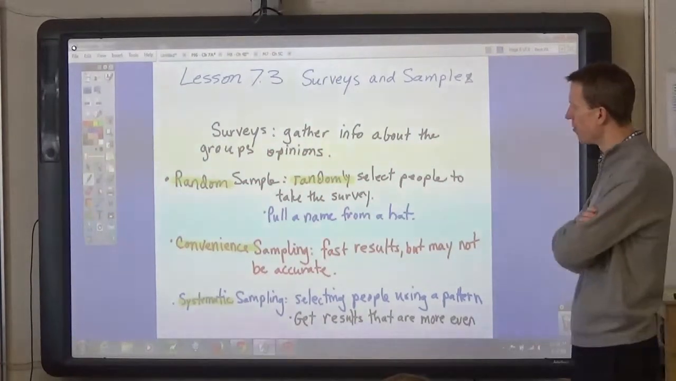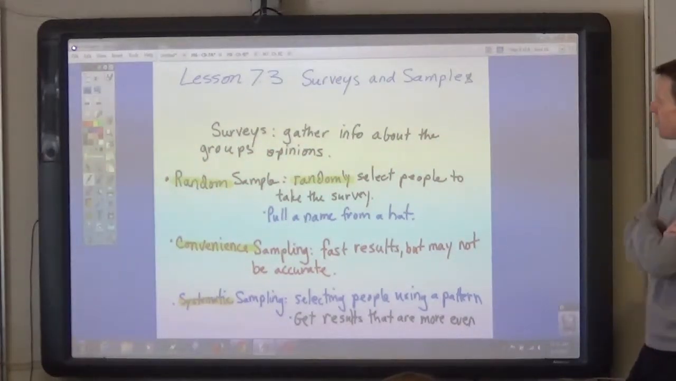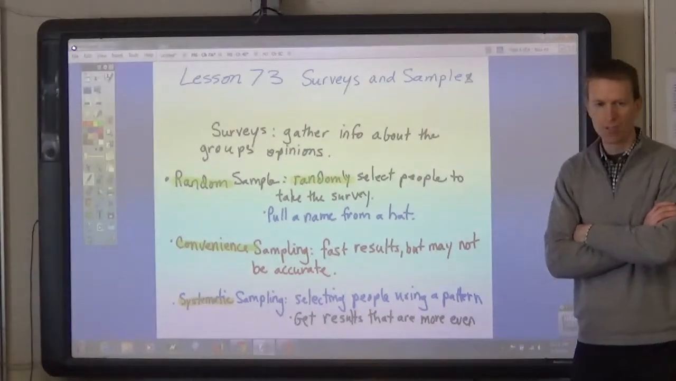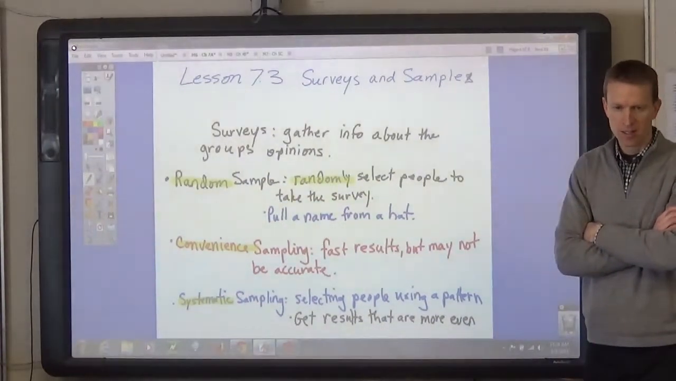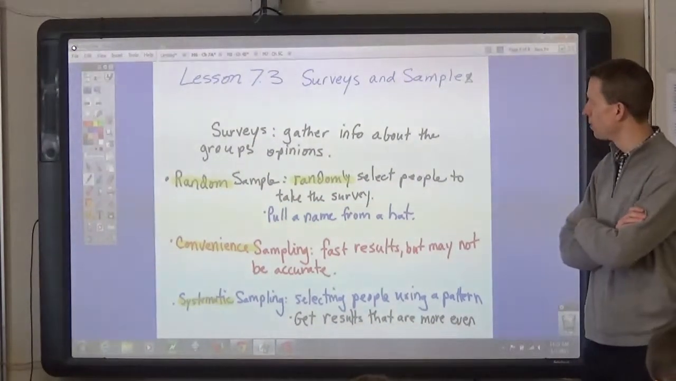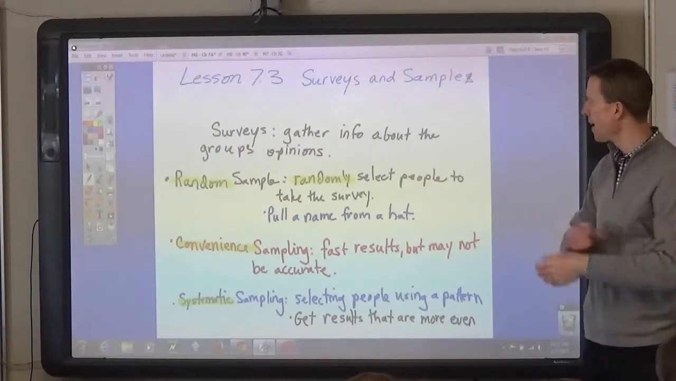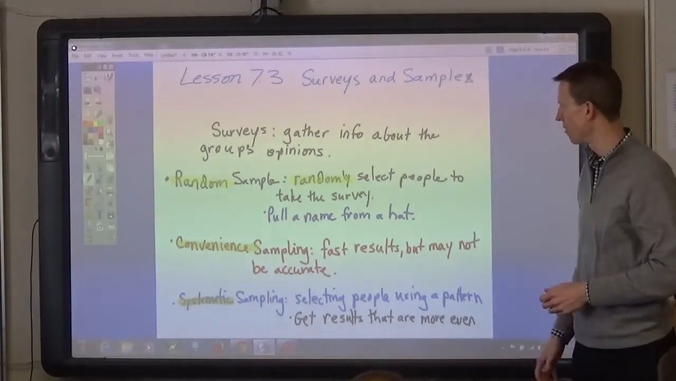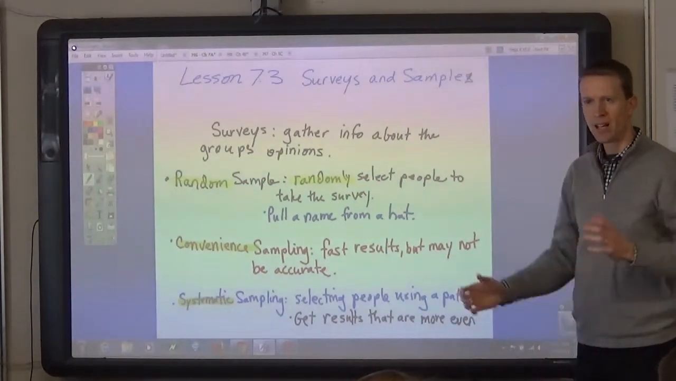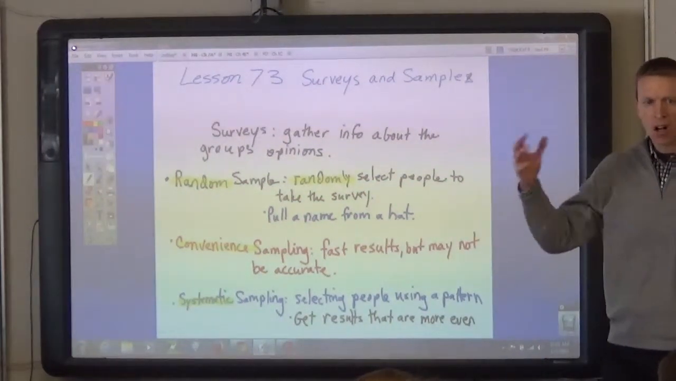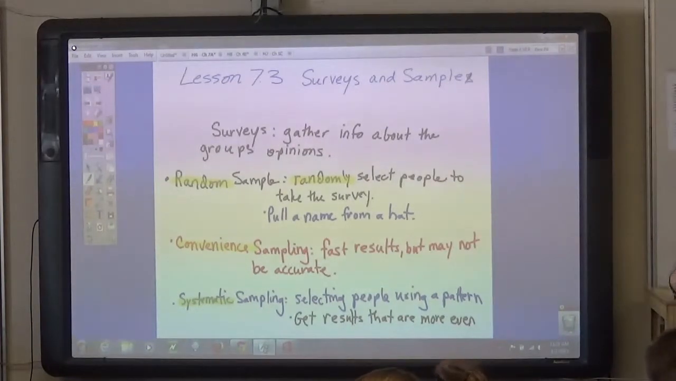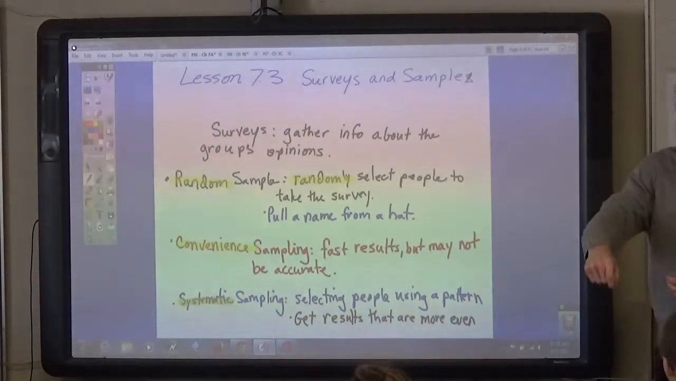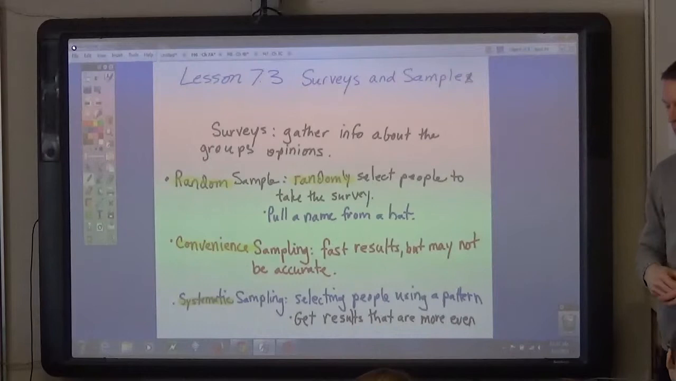So the first type of survey that you can conduct is called a random sample survey. Okay? A random sample survey. Meaning that you're going to randomly select people to take the survey. It's kind of like putting all of the names of everyone in a hat and pulling out a name. Okay?